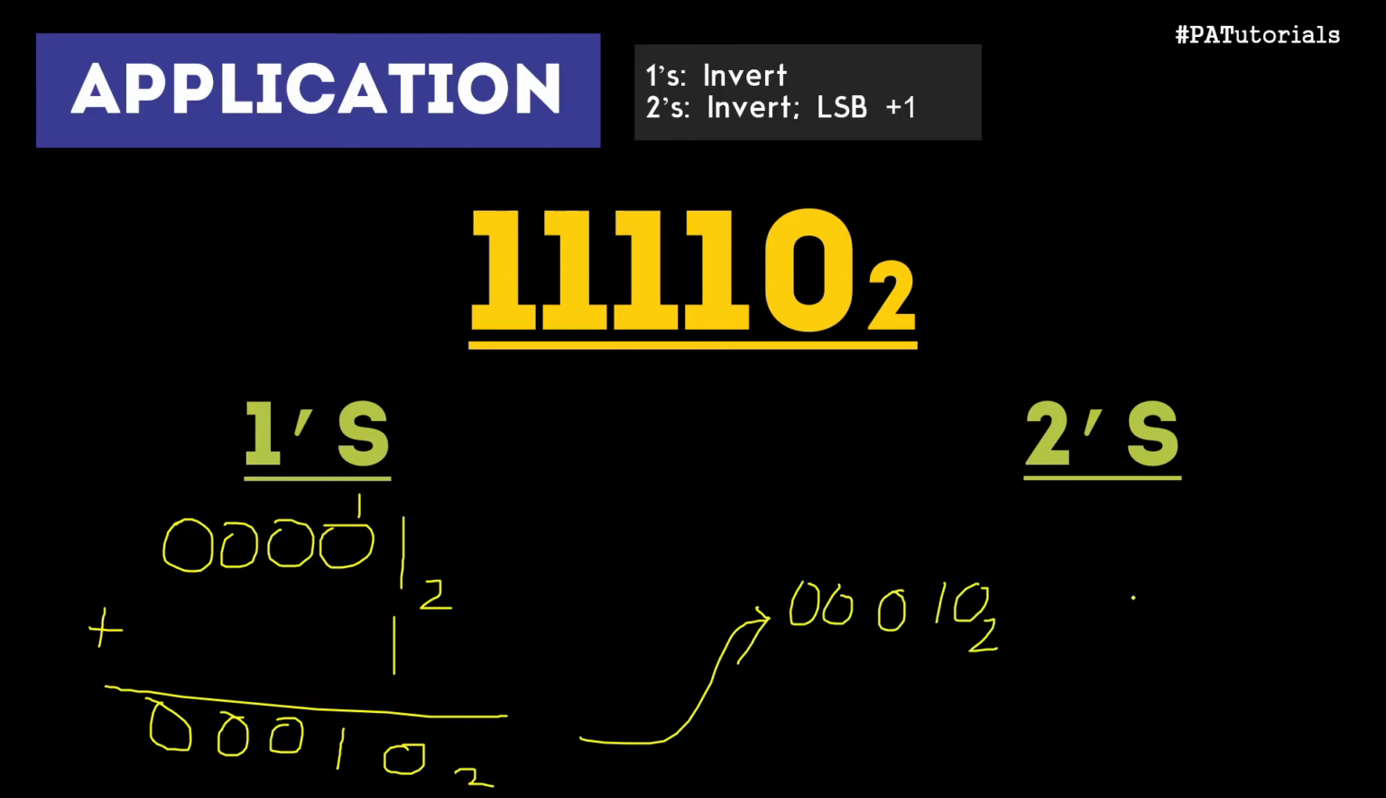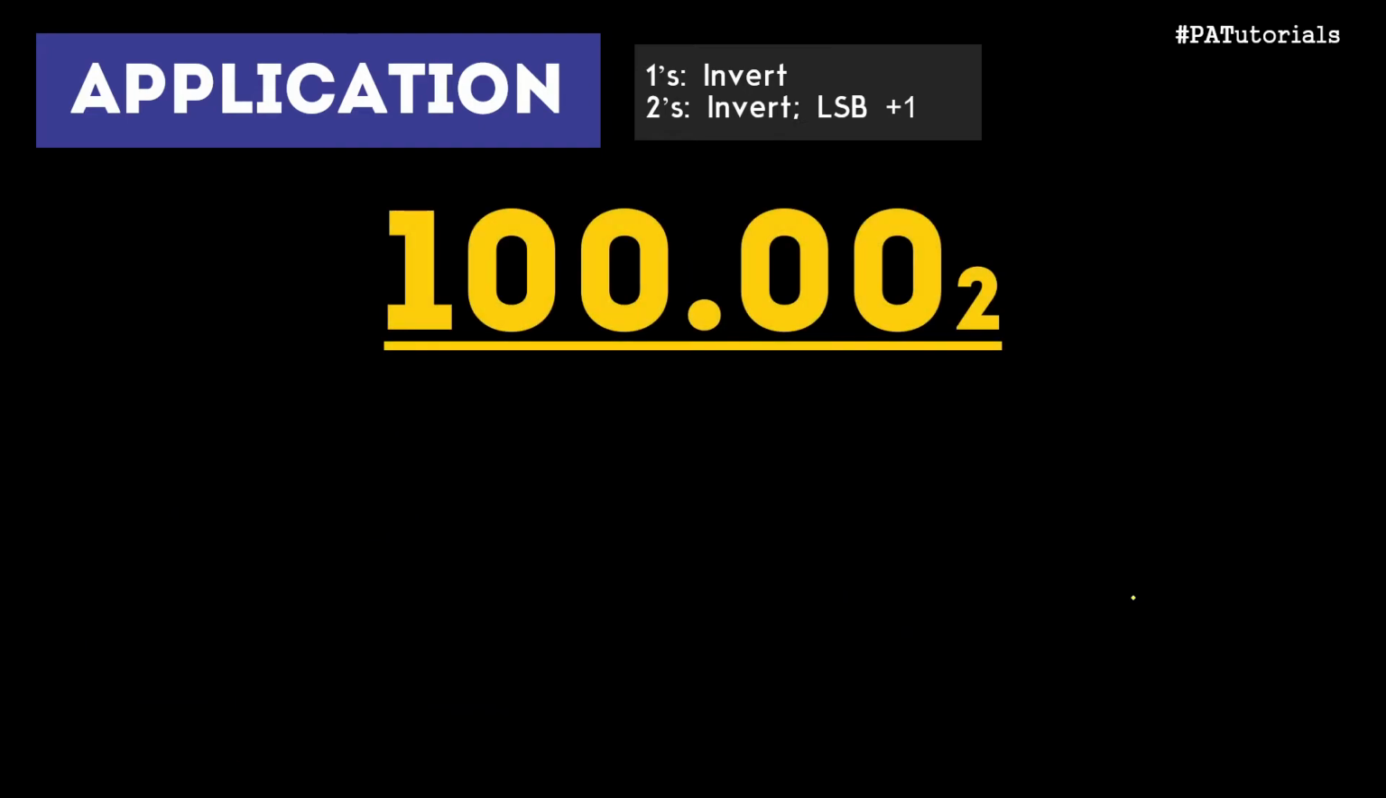Now, what about this next example? We have here a decimal naman, or parang may decimal point, decimal format ng ating binary number. So, paano natin gagawin yung 1's complement?